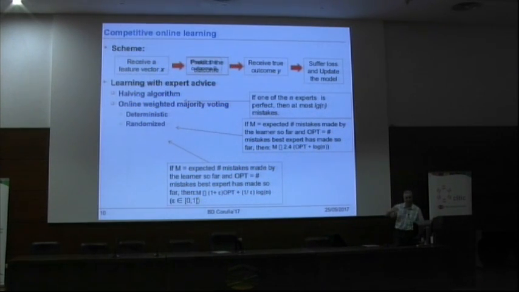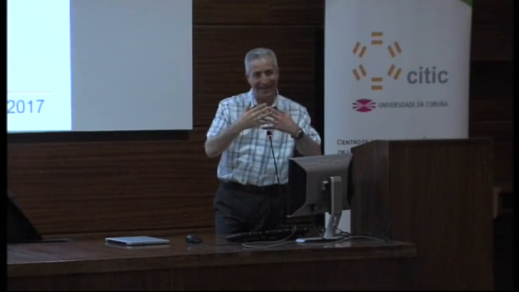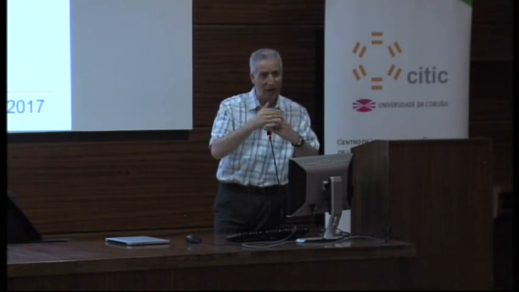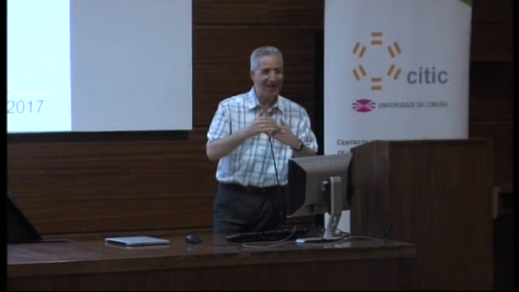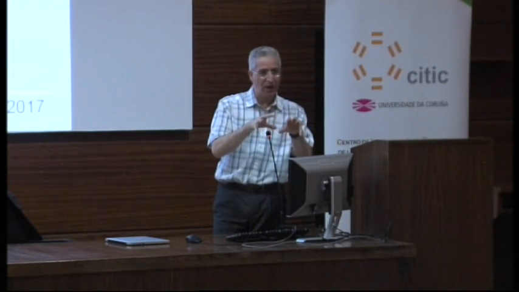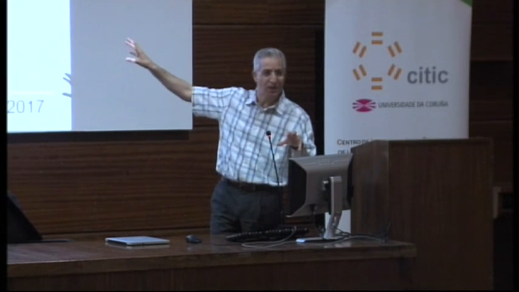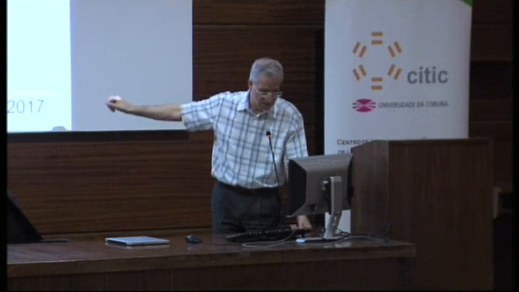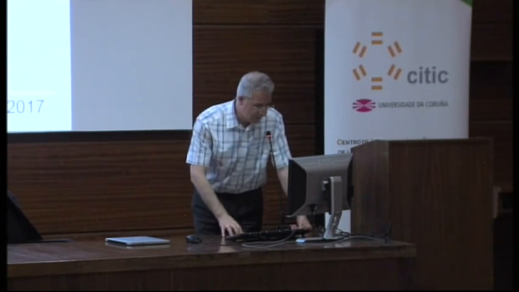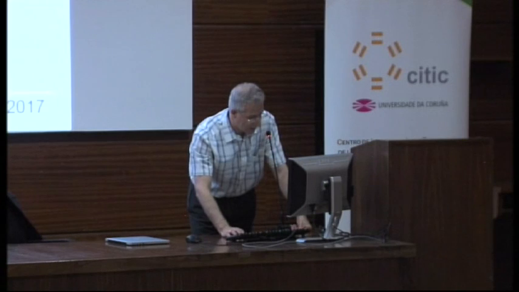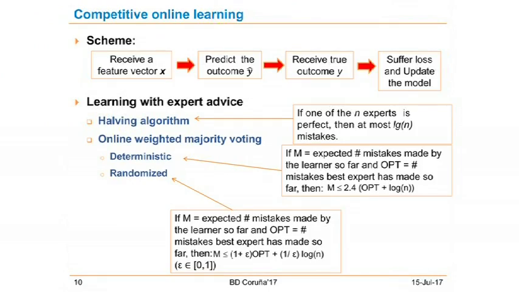So the idea of learning with expert advice is to use a set of experts, making sure that the learner, your algorithm, performs as well as the best expert. So the number of mistakes that the learner can make should be close to the best expert. Now, there are of course different versions with different bounds. Here you have randomized, which comes with a different bound.